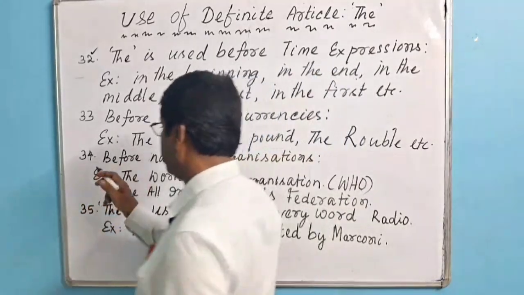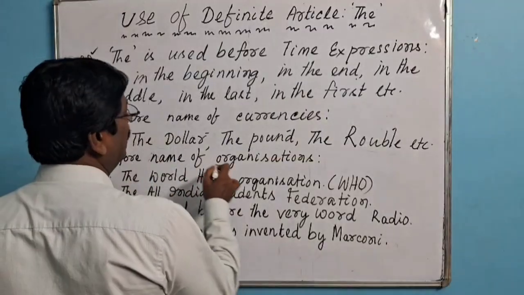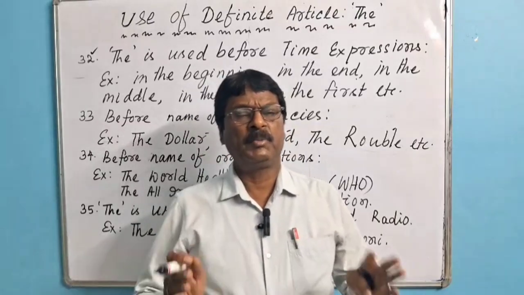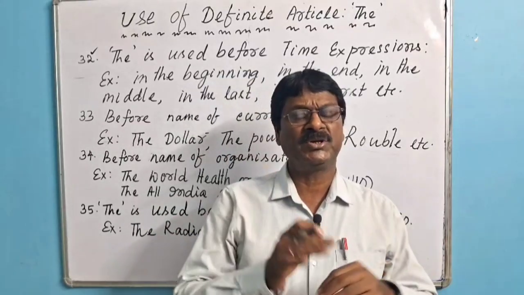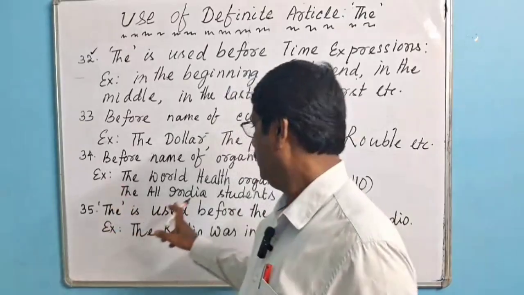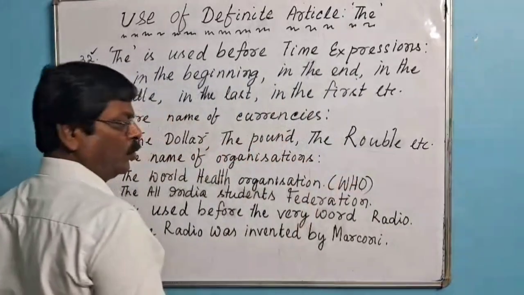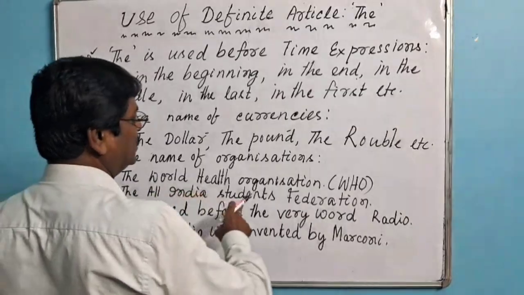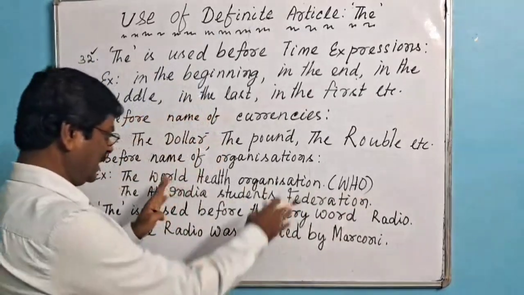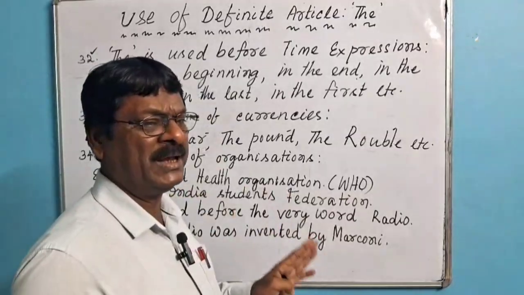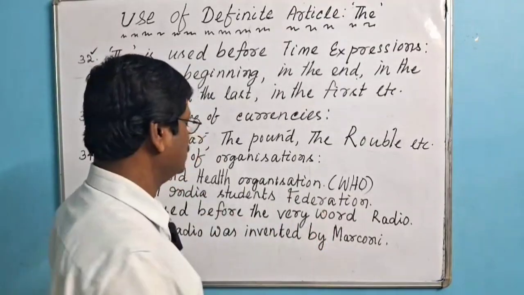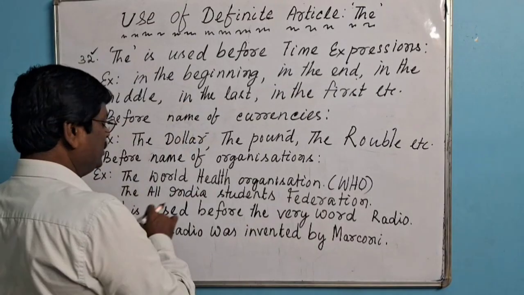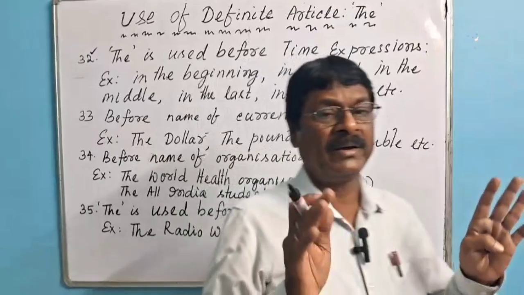Then point number 34. Before the name of organization. Before the name of organizations or before the name of institutions, always the is used. For example, the World Health Organization, WHO, the All India Students Federation. These are the organizations. So before the name of organizations or institutions, the is always used. Then point number 35. The is used before the very word radio.